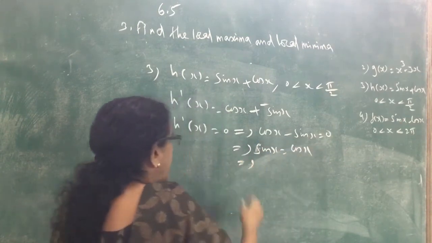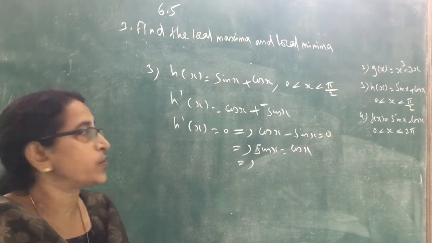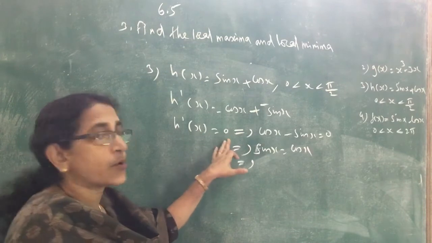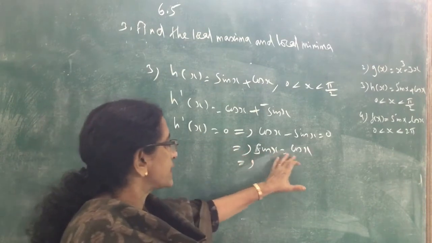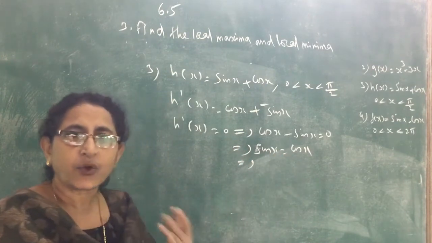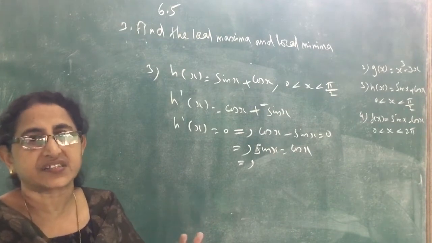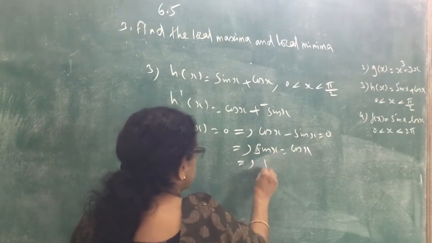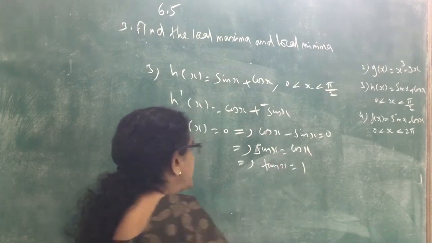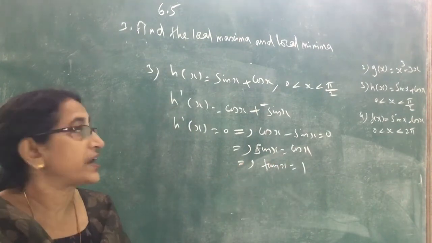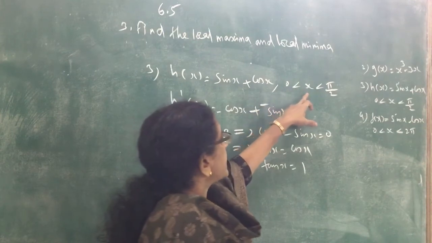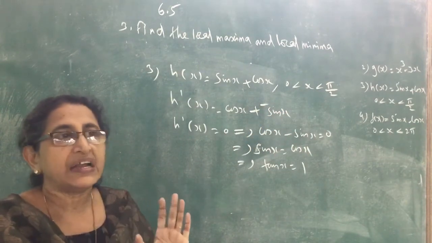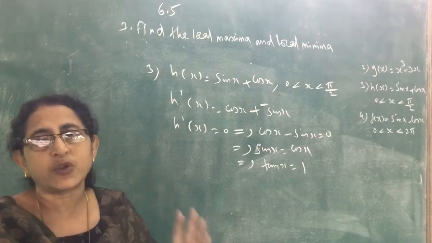Now we have to find the value of x for which h dash x equals 0. That means sin x equal to cos x. So what are the values of x? That is what we want to find. That implies sin x by cos x, that is tan x equal to 1. Given that 0 less than x less than pi by 2, x lies between 0 and pi by 2 only, so only such values we want to find.